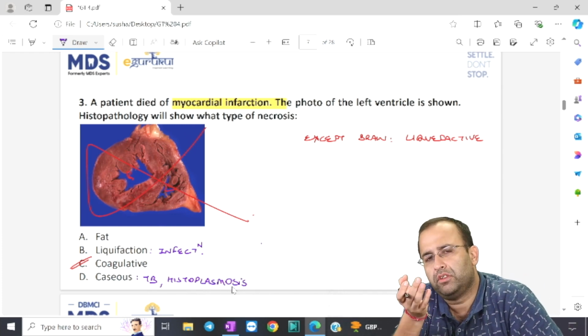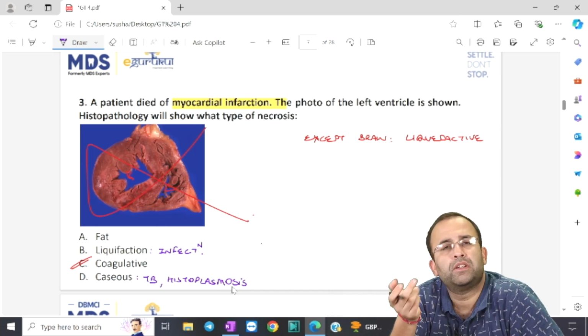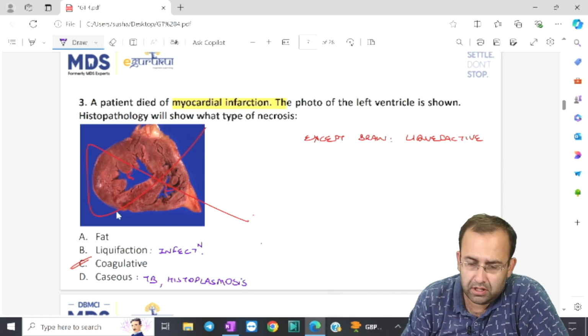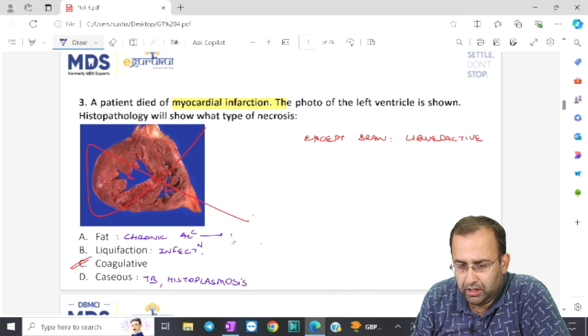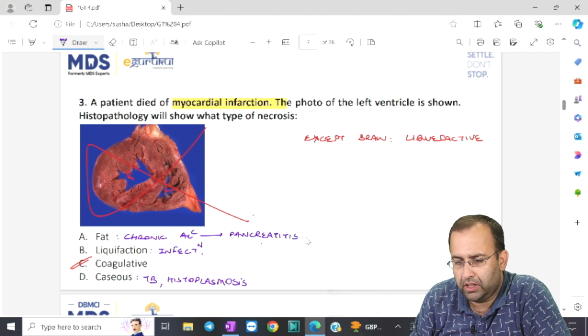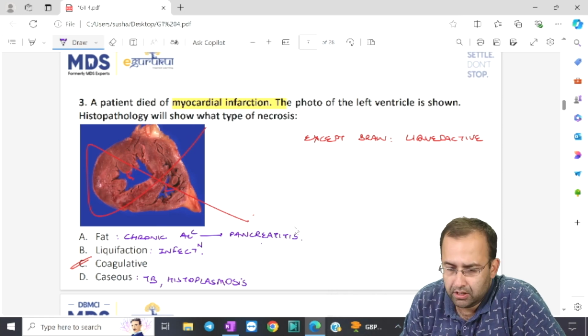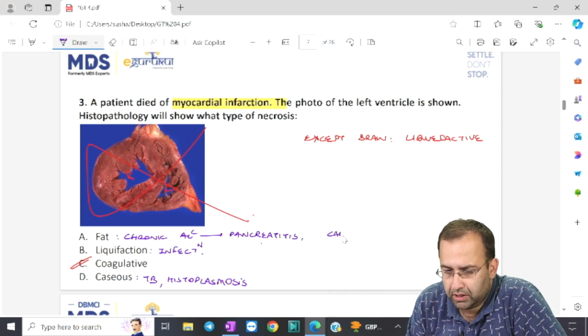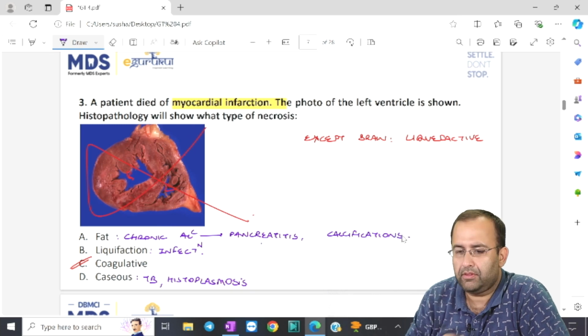Whereas fat necrosis is seen in mesentery, breast, buttocks, thighs, wherever fat is present in the body. It is also associated with chronic alcoholism. Chronic alcoholism causes pancreatitis, leading to fat necrosis of mesentery. Fat necrosis is also associated with calcifications due to saponification of fat.